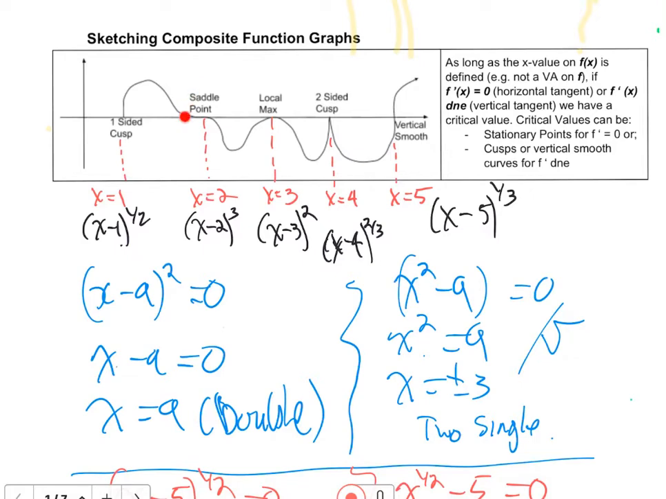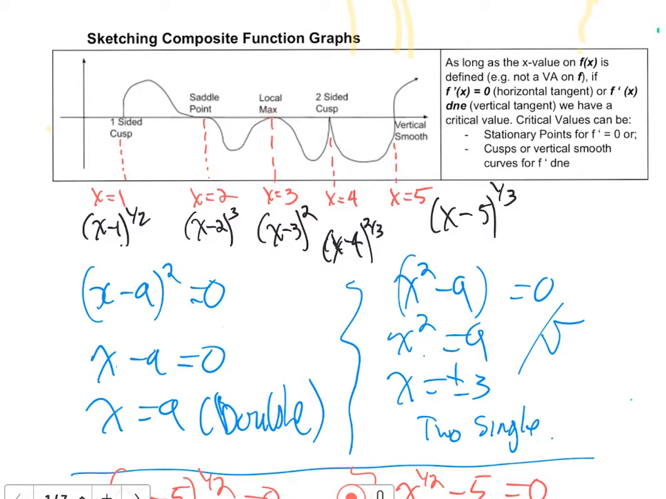Then you can have what's called a saddle point, where the slope is 0, so it's a horizontal tangent, but there's no turning point. So it decreases, goes horizontal, and then decreases again. That's something like a cubic function. A cubic function is a saddle point. Then a local max or min right on the x-intercept, which we're quite familiar with. That's a degree 2 or a quadratic, or a double x-intercept, we call that.